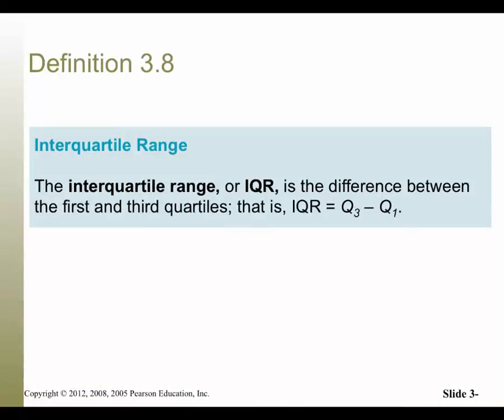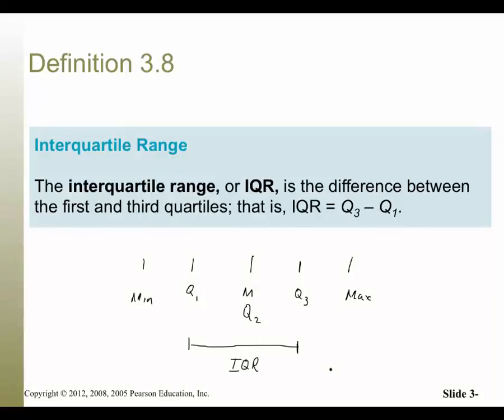Okay, then the interquartile range is the difference between the first and third quartiles. So you'll have the median, which is Q2, and then you're going to have the max and the min data values. Here's the bottom half of the data. The median of that is quartile 1. The median of the top half of the data is quartile 3, the third quartile. This distance across the data set is the interquartile range.